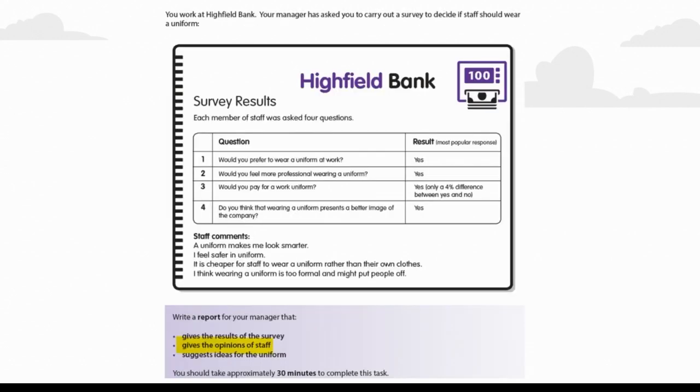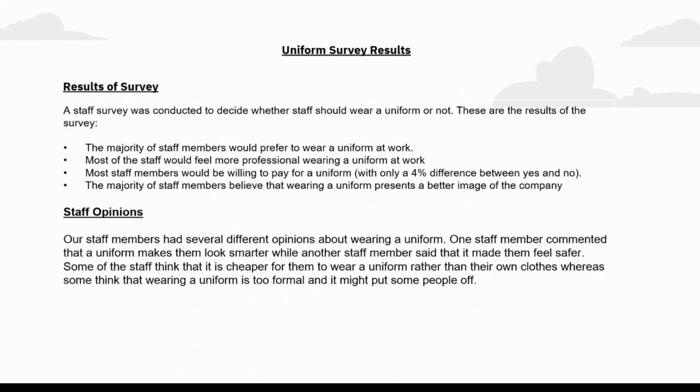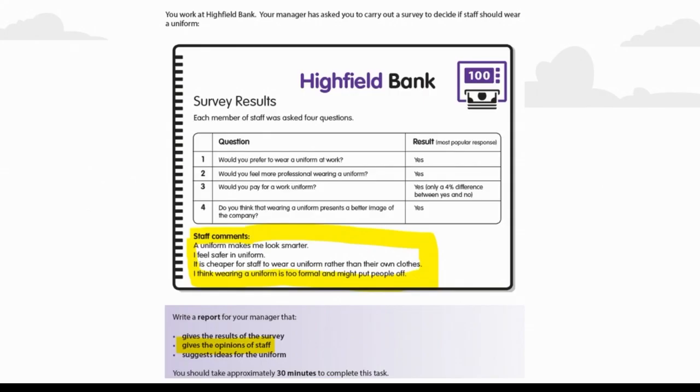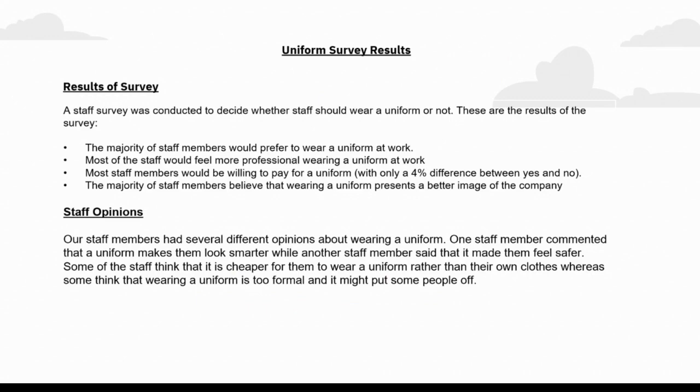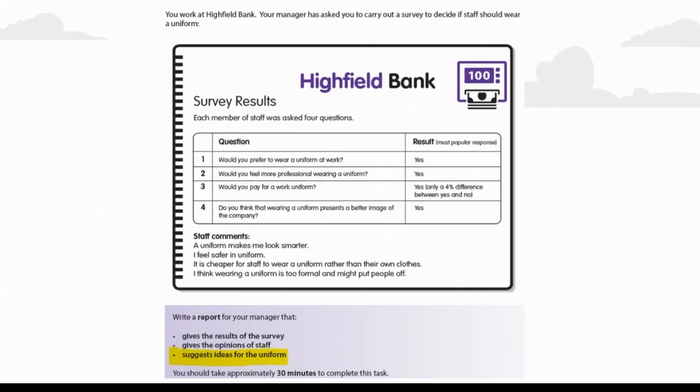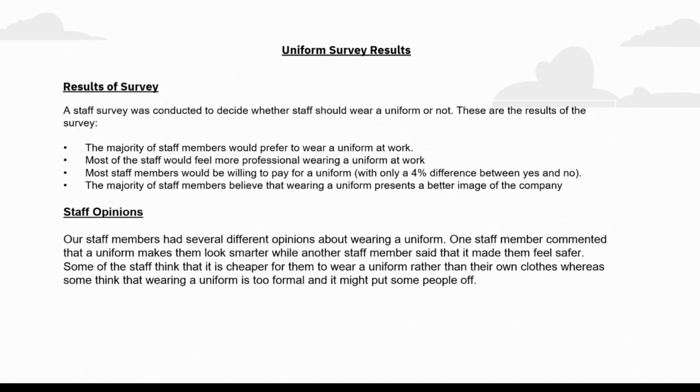The next bullet point asks you to write the opinions of the staff. So we're going to look at the staff comments here. Then we are going to add that to our report by writing our second subheading. And remember, your subheadings should summarize what you're going to be writing about in that paragraph. And then I've summarized what I saw in this section in my second paragraph there. You should pause the video here and read through the staff opinions.